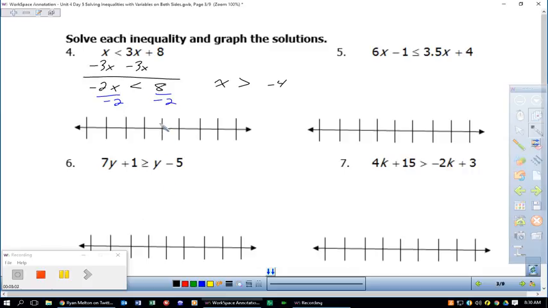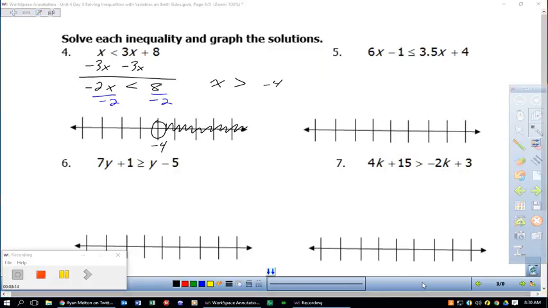I'm going to put negative 4 in here somewhere, and then you would take it to the right. It's greater than, correct. The difference is just the sign. That's the big difference.